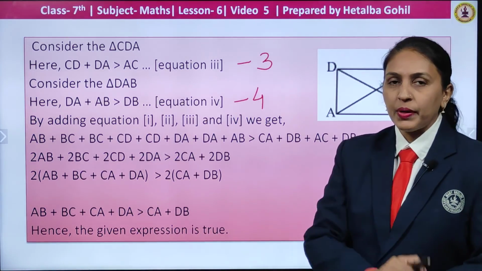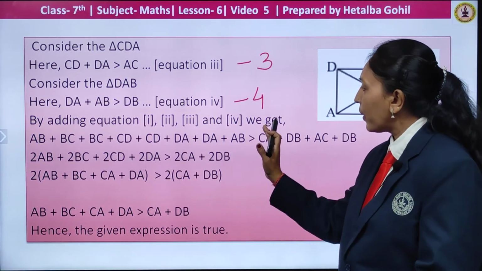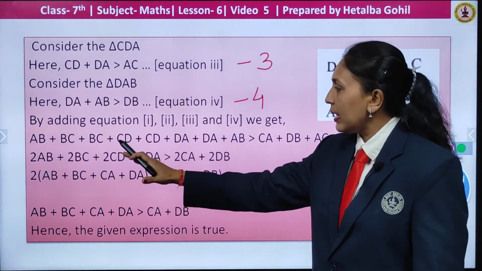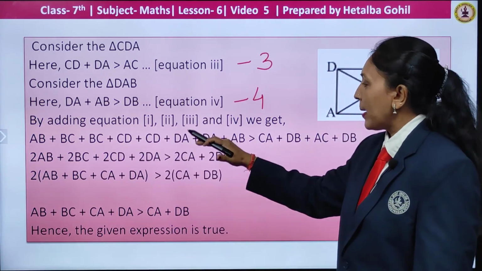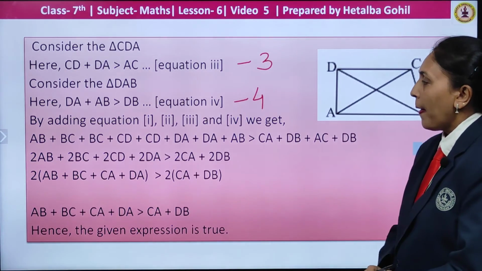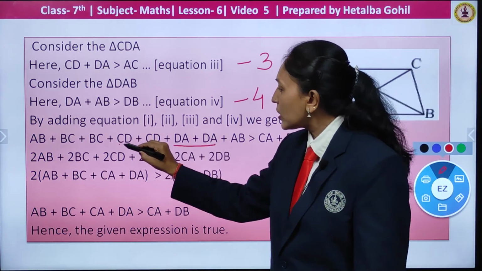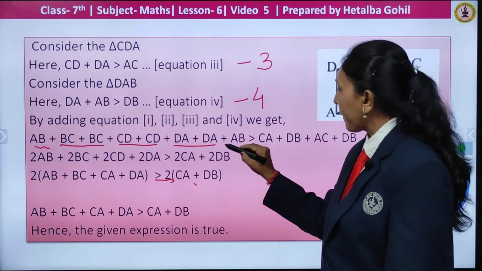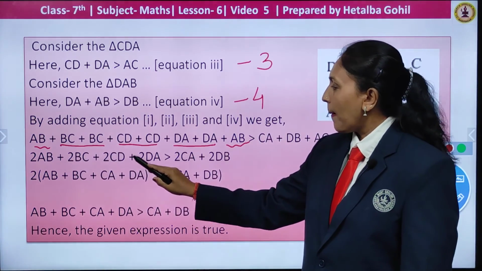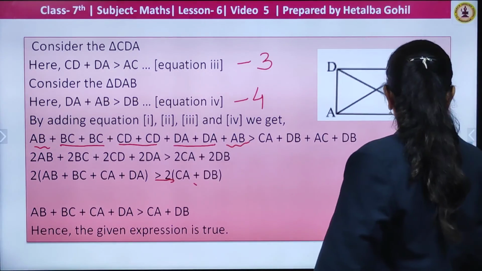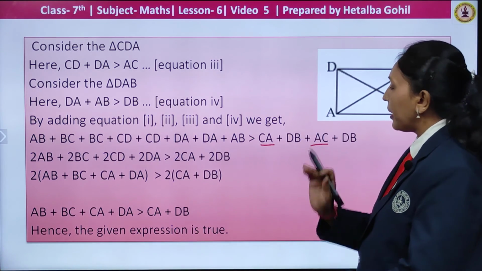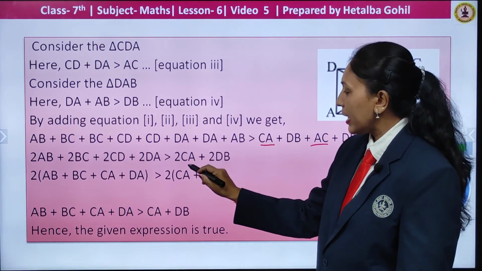Now children, as we did in the previous sum, adding both sides of the equation, here all 4 equations we will add according to each side. So adding equations 1, 2, 3 and 4, we get AB plus BC plus BC plus CD plus CD plus DA plus DA plus AB greater than CA plus DB plus AC plus DB. Now children, in this you can see you have 2 DA, 2 CD, 2 BC and 2 AB. So when I add, I get 2 AB plus 2 BC plus 2 CD plus 2 DA. On the other side also, you can see that AC or CA is one and the same, and DB is also repeated twice. So on this side also you can see 2 CA plus 2 DB.